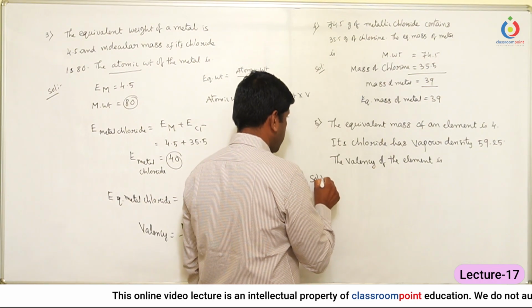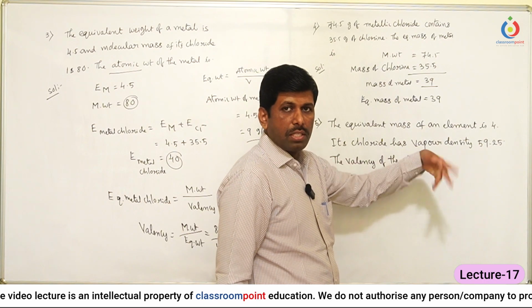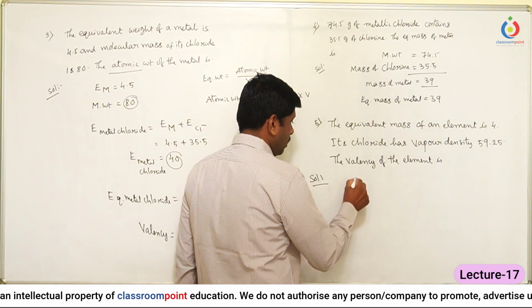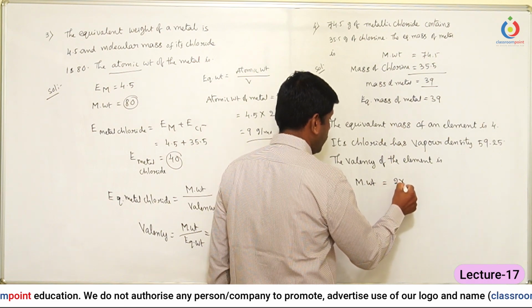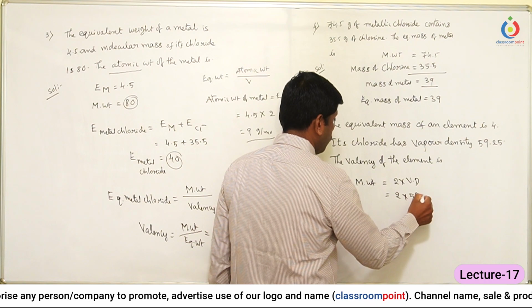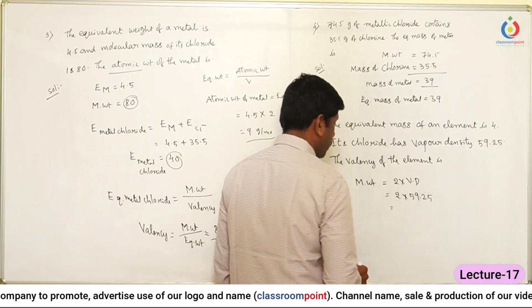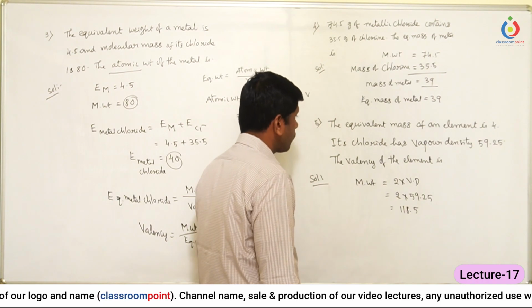So the solution here. Vapor density of the compound is given. Let us calculate the molecular mass first. Molecular weight of the chloride is equal to 2 into vapor density, 2 into 59.25. So this is equal to 118.5.